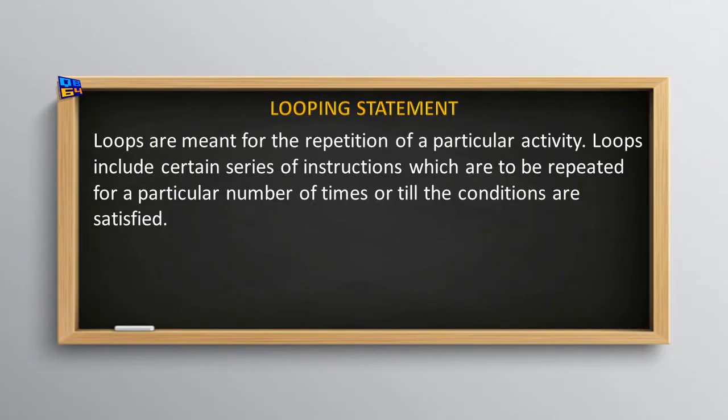Now let us see about the looping statement. Loops are meant for the repetition of a particular activity. Loops include a certain series of instructions which are to be repeated for a particular number of times or till the conditions are satisfied. That means looping statements are used to repeat a particular activity.